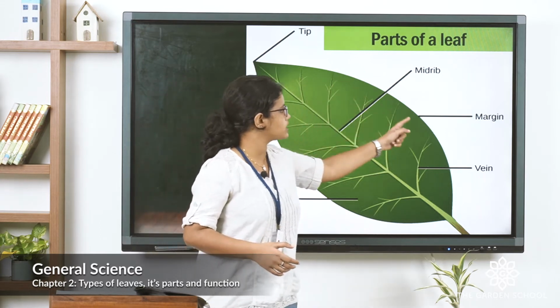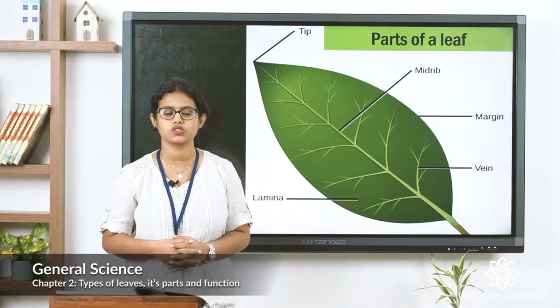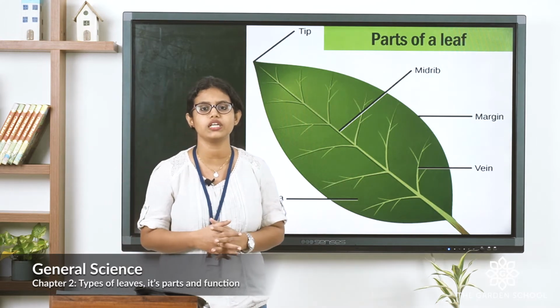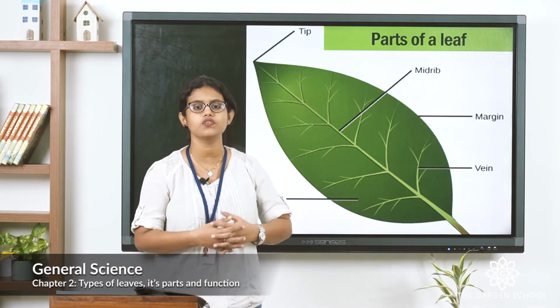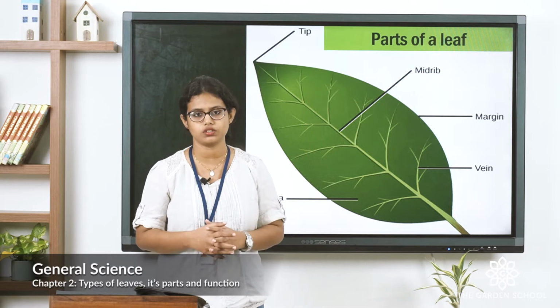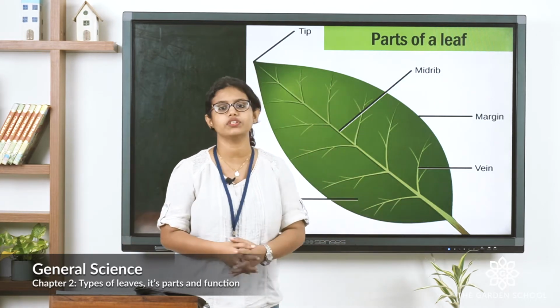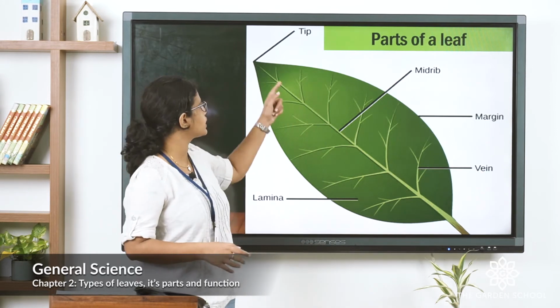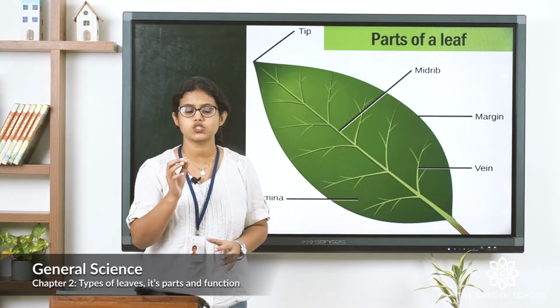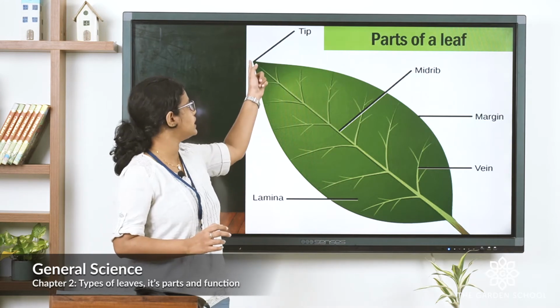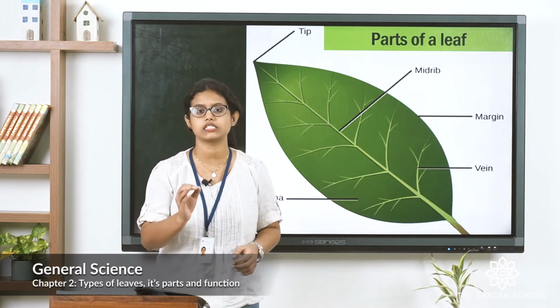So the next one, you can see the outline of the leaf. Do you know what we call the outline of a leaf? This outline of a leaf is called the margin. So margin is the outline of the leaf. Then here you can see the tip. The topmost point of a leaf is called the tip.